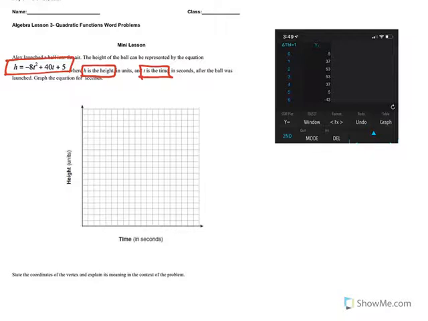Since I have my equation, I'm going to go to y equals on my calculator, whether you're using decimals or the graphing calculator TI-84. And I'm going to put y equals negative 8x squared, remember, you can use x instead of t, plus 40x plus 5 into my calculator. And then I'm going to go to my table.